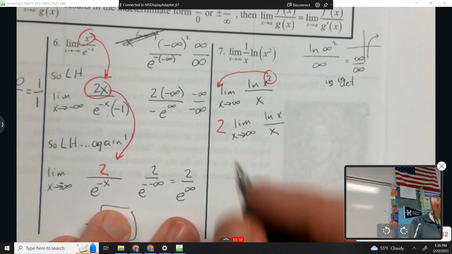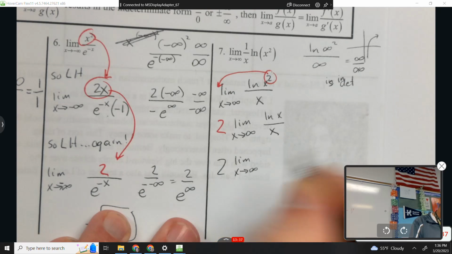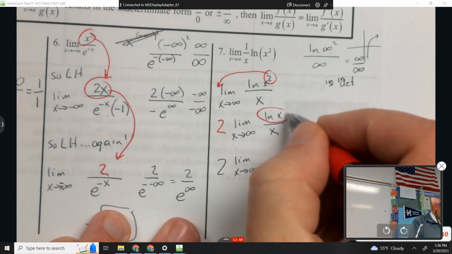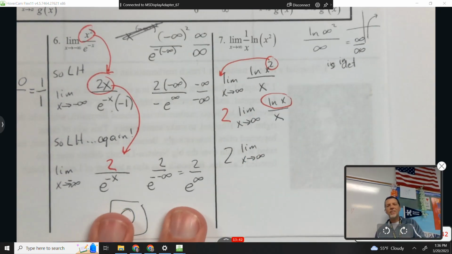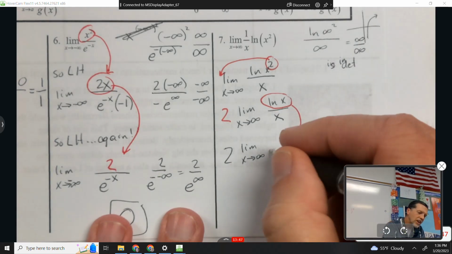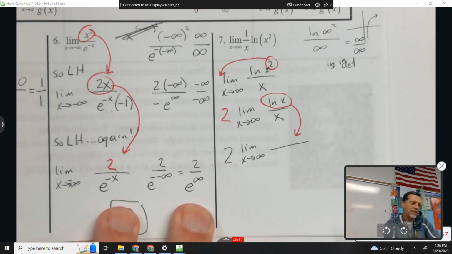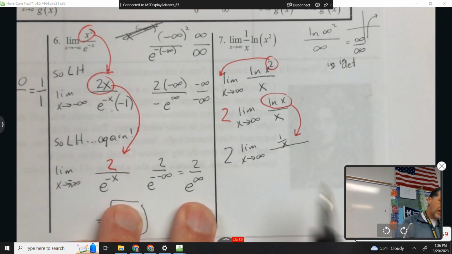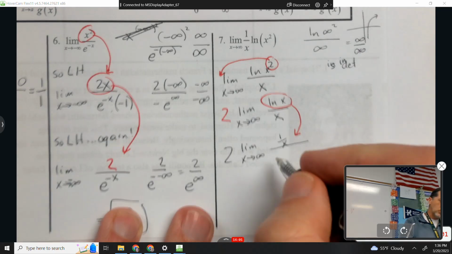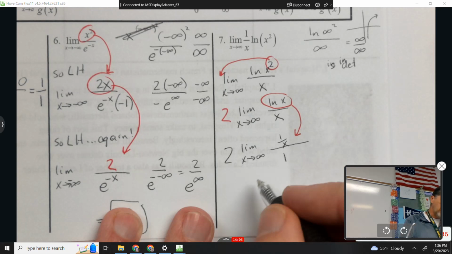So now let's use L'Hopital. 2's still there. Dare I call on somebody for the derivative of natural log of x? What is it? 1 over x. And the derivative of x is 1, which makes it 1 over x.